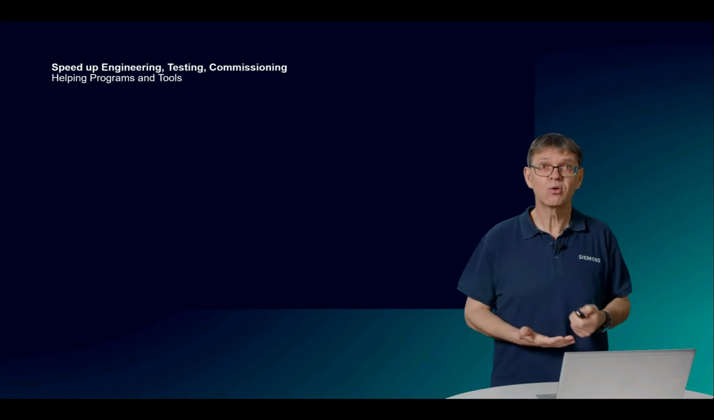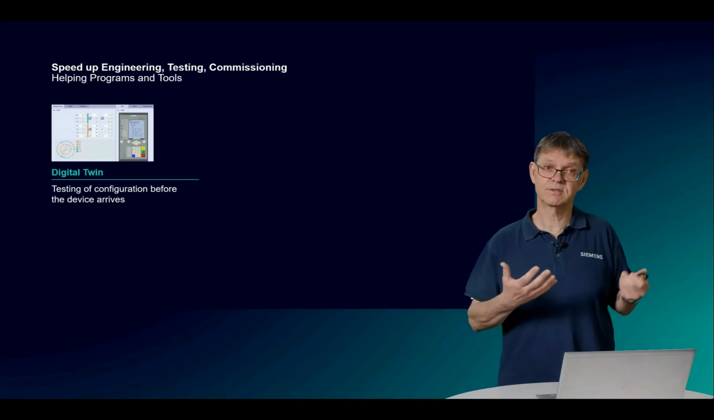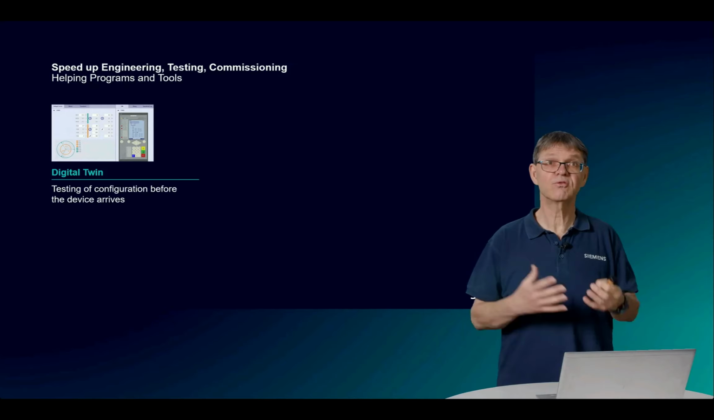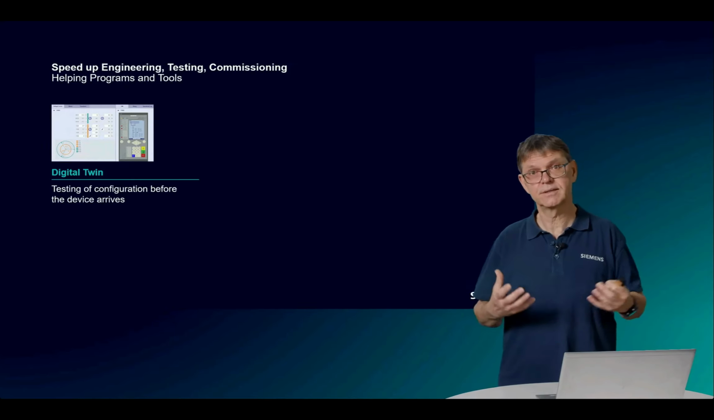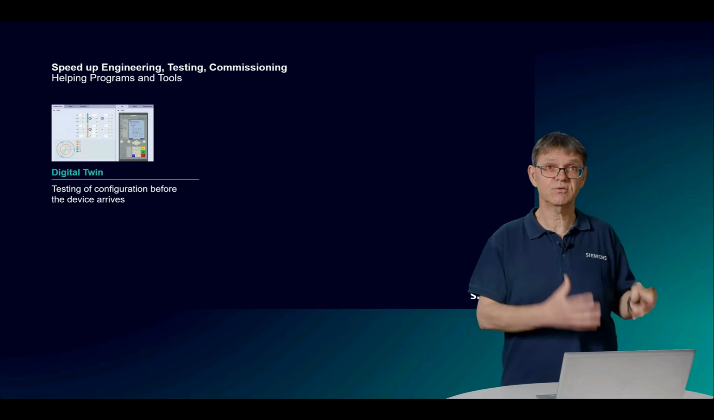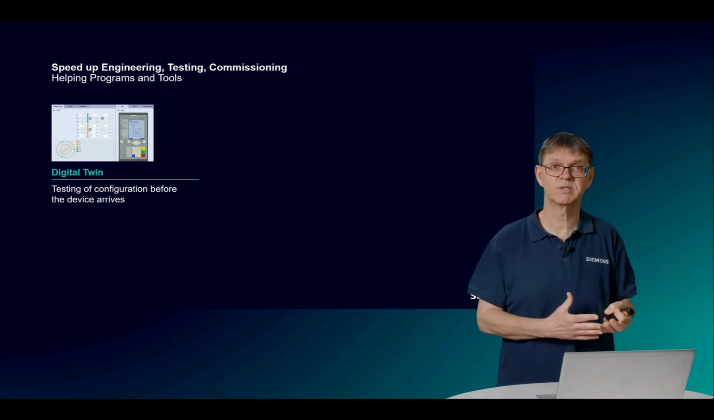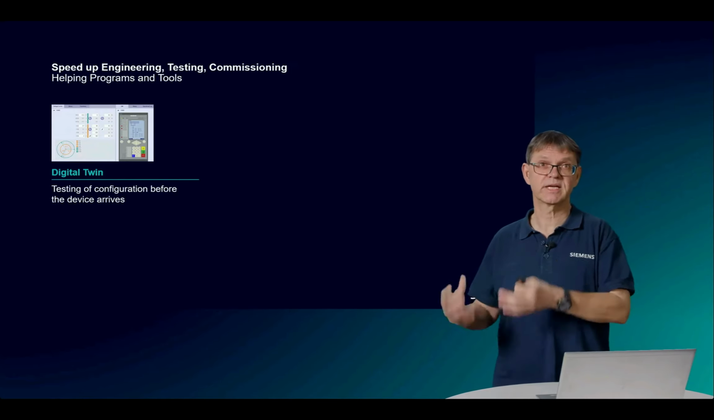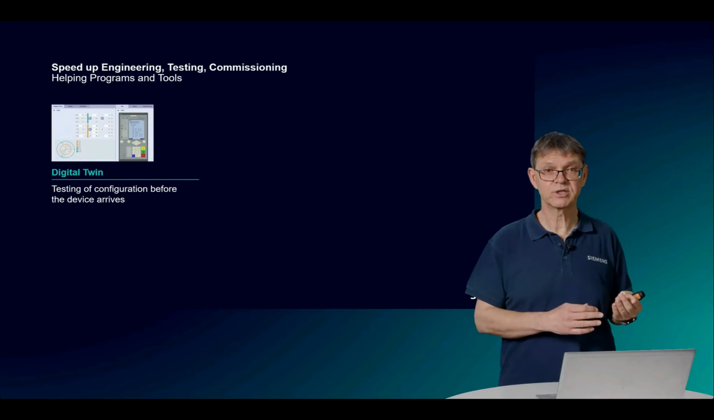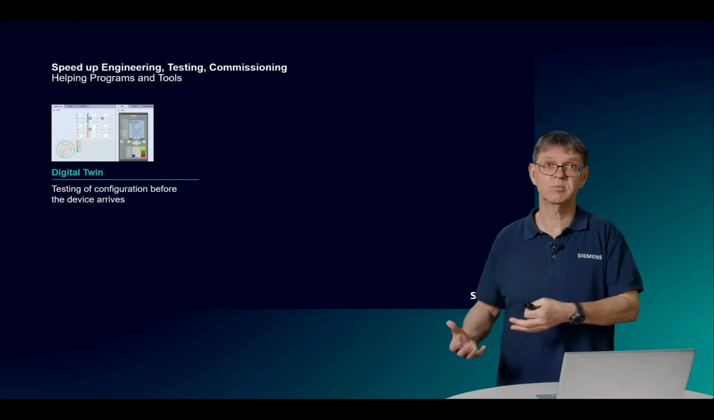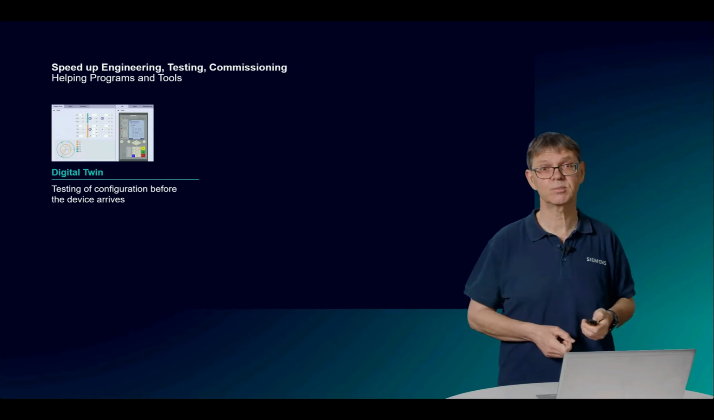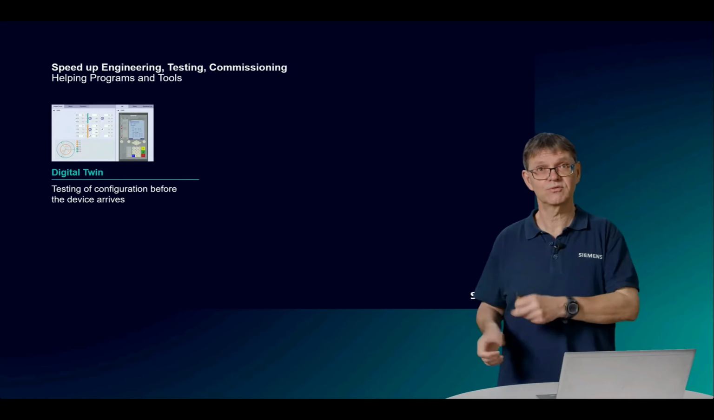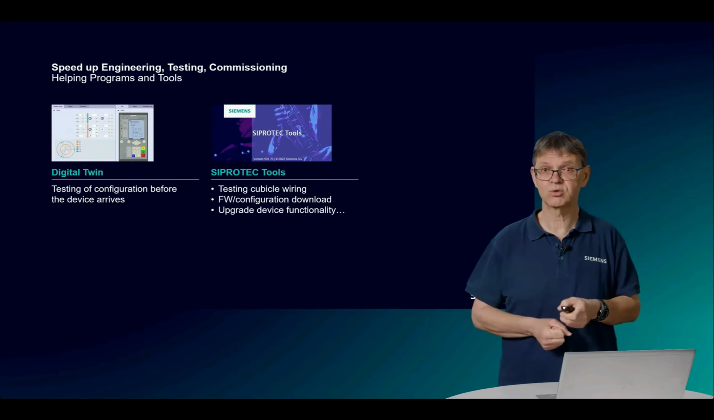Finally, we have helping programs and tools. First, the digital twin, which is a simulation of the protection relay itself. I already mentioned that the original software of the relay is running in this digital twin. That means the behavior of the digital twin is identical with the behavior of the protection relay. So you can test your configuration before you even have the relay on your table, in the laboratory, or in the workshop. And you have many more features. I will come back to that point in one of the two presentations later about motor protection.